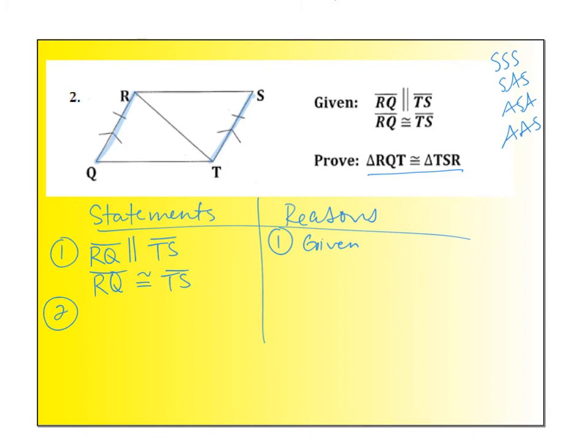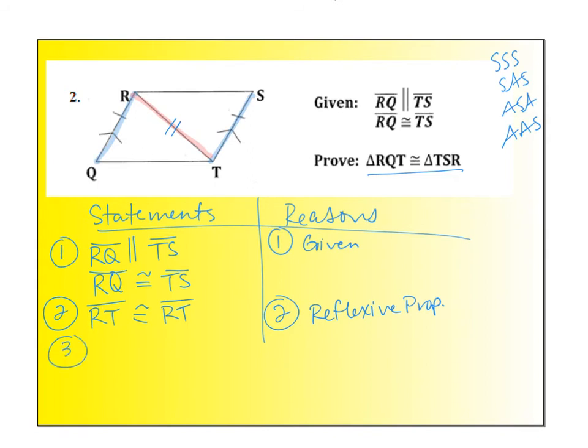Right now, I only have one thing. I have that side RQ is congruent to side TS. So I need some more stuff. And one thing that stands out to me is side RT. Because side RT is in both triangles and it has to be the same size in both triangles. So number 2, I'm going to say segment RT in the left triangle is congruent to segment RT in the right triangle. And the reason is everything's congruent to itself. The reflexive property of congruence. You're going to use that one a lot.